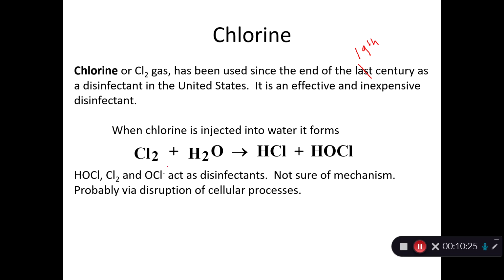So chlorine, when you put it in water, it associates with a water molecule, and it gives you hydrochloric acid and HOCl, which is hypochlorous acid. And the HOCl, the Cl2, and the OCl minus all act as disinfectants. And oddly, we really don't know what the mechanism is. After all of these years of using chlorine, we're not really sure, but somehow they disrupt the cellular processes, and it's a terrifically effective way of killing stuff.